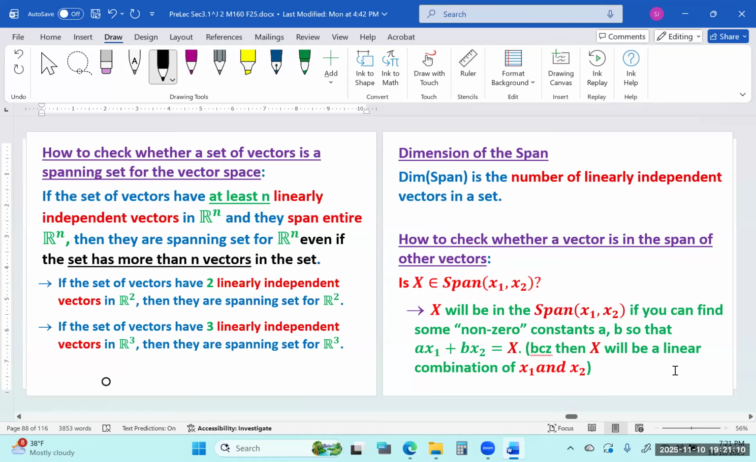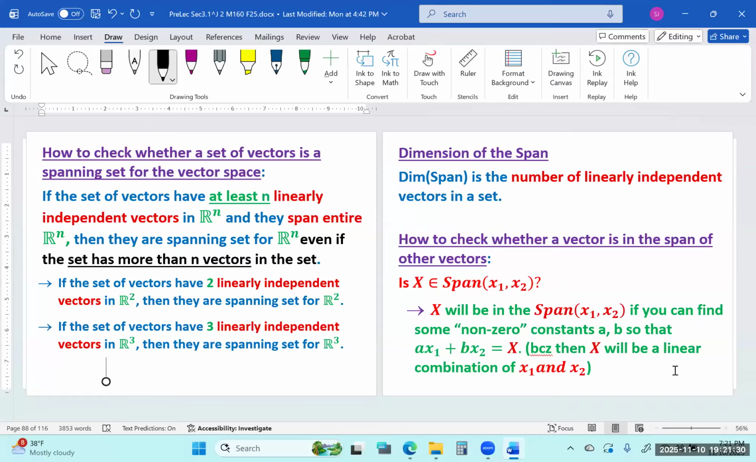The dimension of the span means how many linearly independent vectors you have in your set. You may have one, two, three, or four, depending on your space. So how many independent vectors you have, that's the dimension of your span.